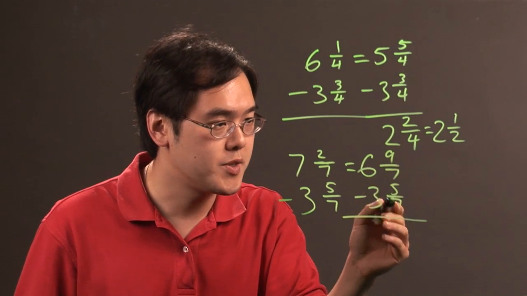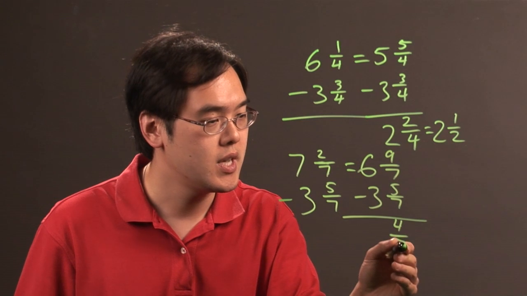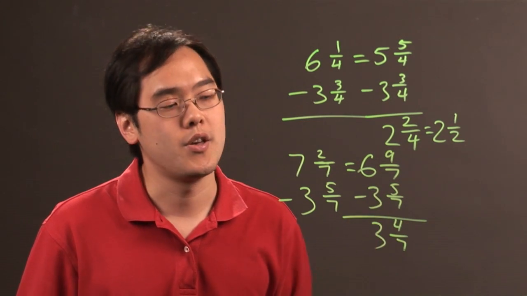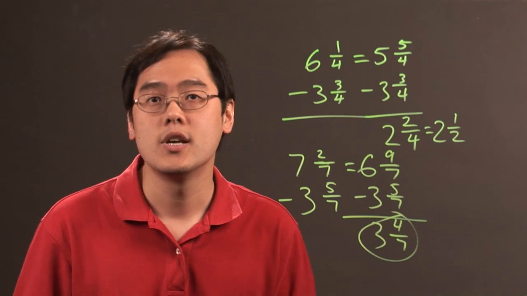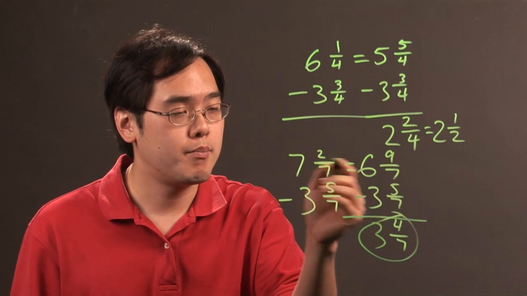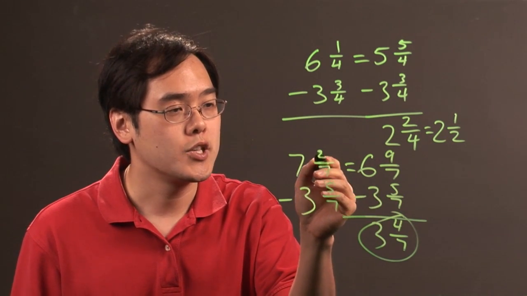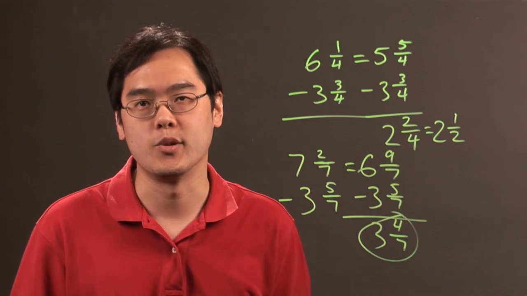So 9/7 minus 5/7 is 4/7, and 6 minus 3, of course, is 3, and that's about as good as it gets. So when it comes to ungrouping, you're borrowing ahead of time, adding to the smaller fraction, and that lets you subtract a little bit easier.